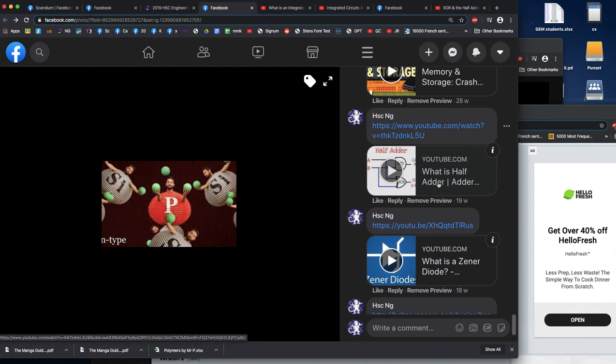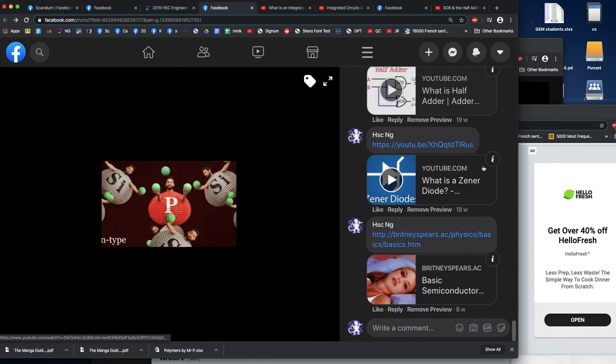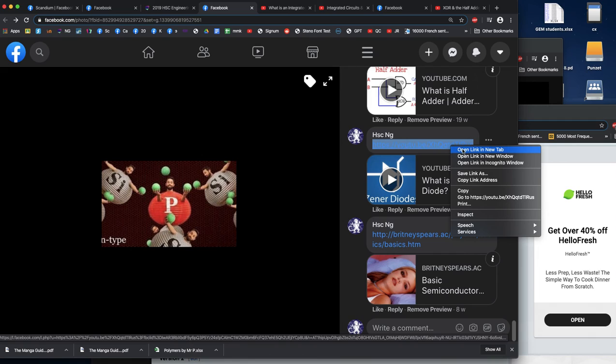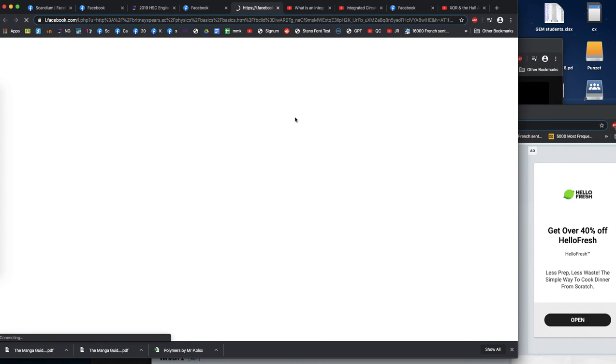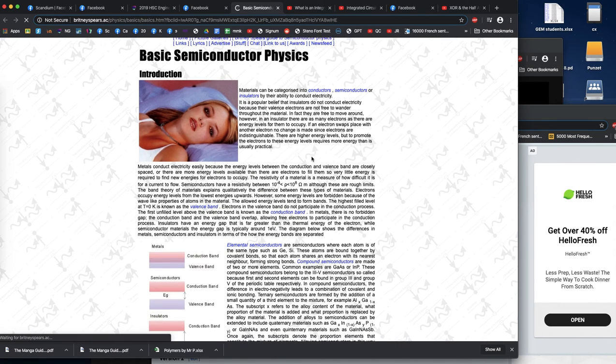We have, what is a half adder. We just saw the video there on Computerphile. And we have, what is a Zener diode? A Zener diode is a diode that only operates at high voltages. I have that there because there have been questions on Zener diodes, and I just want to be able to say that we have talked about Zener diodes, and this video here that you can watch later discusses that in more detail. I also happen to have Britney Spears talking about semiconductor physics.